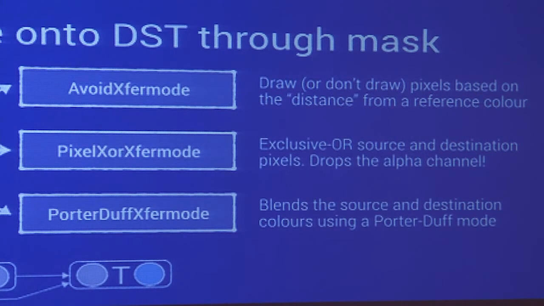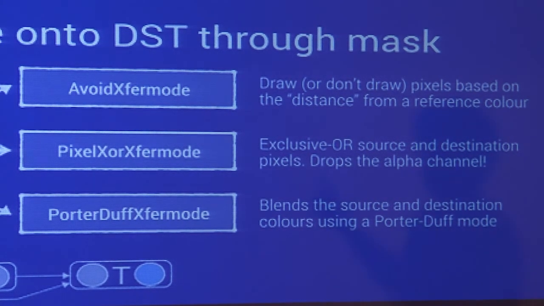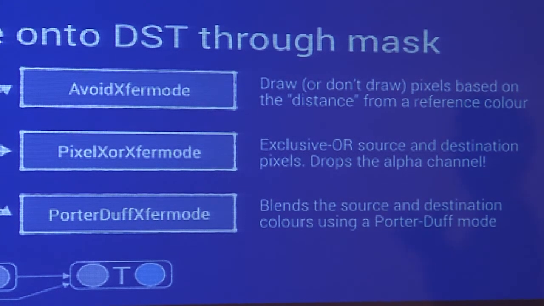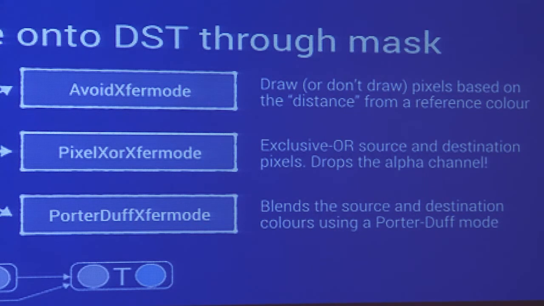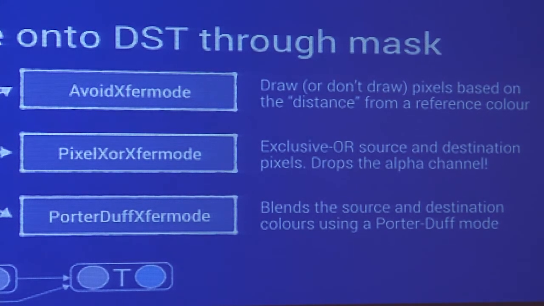There are three kinds of transfer modes. The first one is the avoid transfer mode. It basically draws or doesn't draw stuff on pixels that are within a certain colorimetric distance from a reference color. There is the pixel XOR transfer mode, which basically does a logical XOR on every single pixel between the source and the destination. By the way, if you use the pixel XOR, you will lose the alpha. So all the pixels you draw, no matter what you try to do, will be fully opaque.